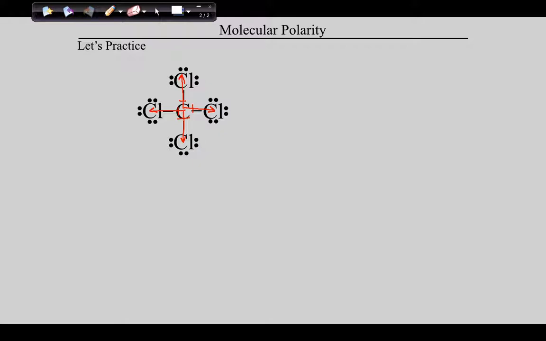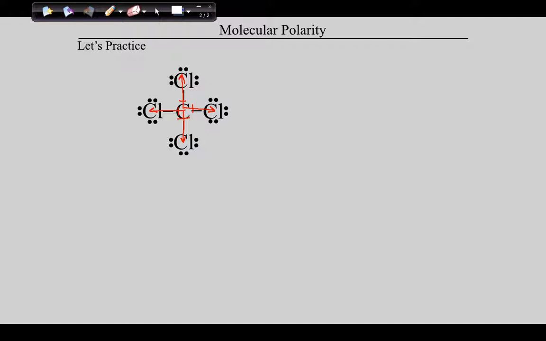Now here's the question. Is the molecule polar? We know the bonds are polar, but is the molecule polar? And the way to know is symmetry. Is this molecule symmetrical? It is.